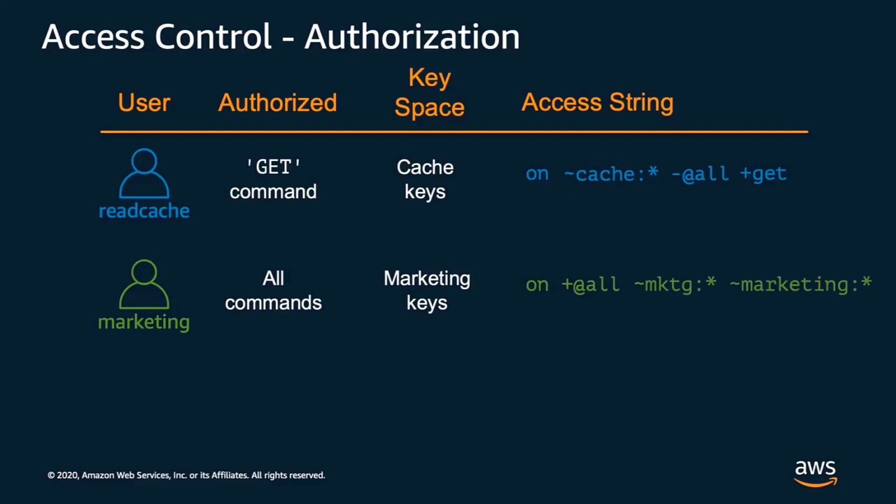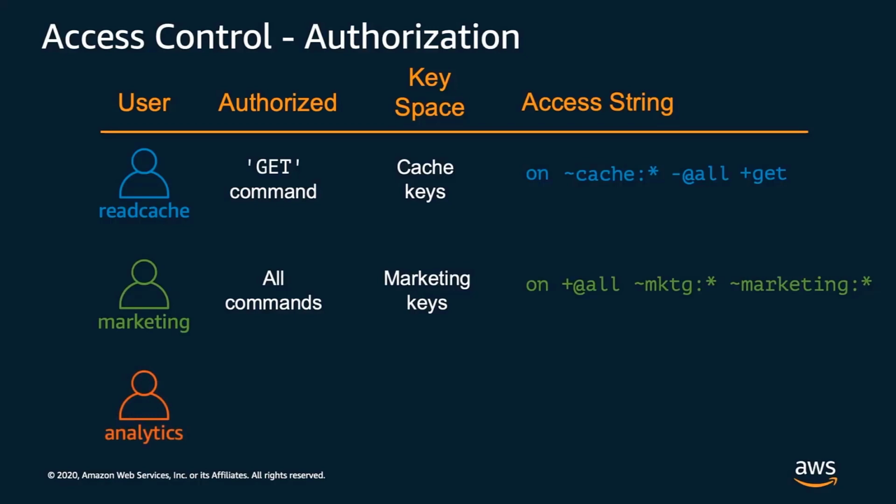We explicitly add all commands to the user, so they can of course run get, but also set or list commands, hash commands, and so on and so forth. And here you can see we're actually using two different patterns to match for. One for MKTG and one for marketing. So you can have multiple pattern matches in the access string.